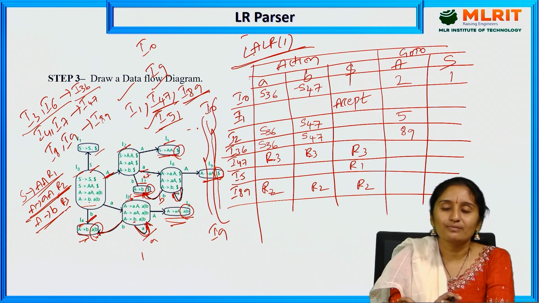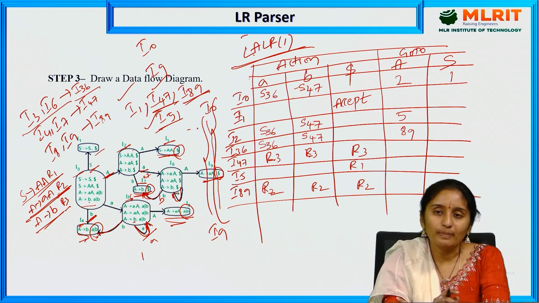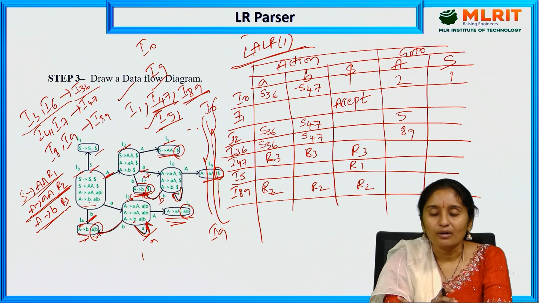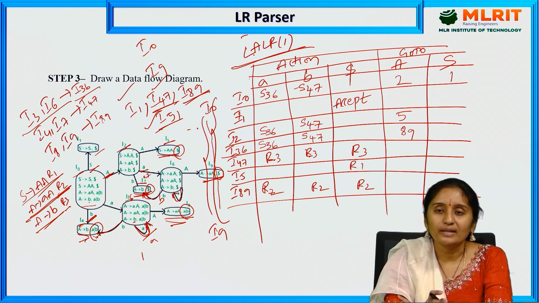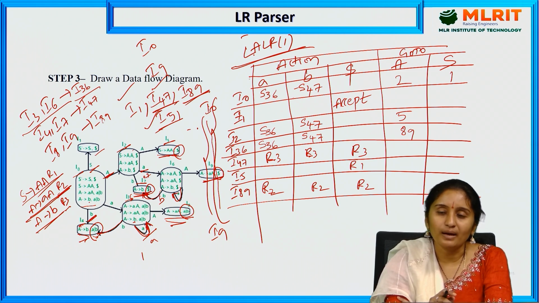That is why, when compared to the CLR(1) parsing table, the LALR(1) parsing table is a bit easier and takes less time. The CLR(1) parsing table is very large in size and takes a large amount of time.